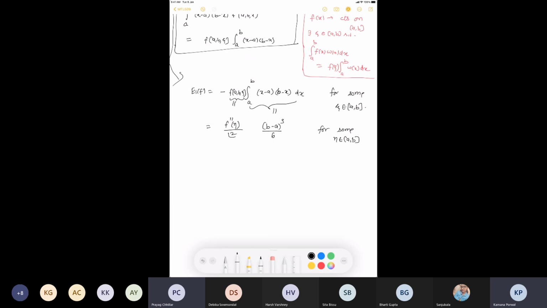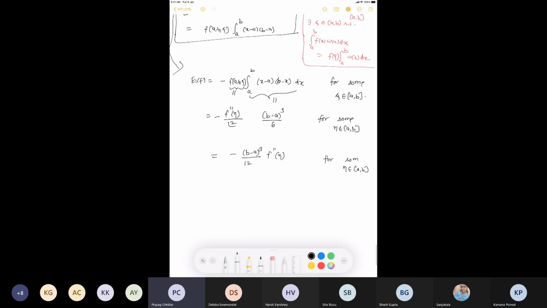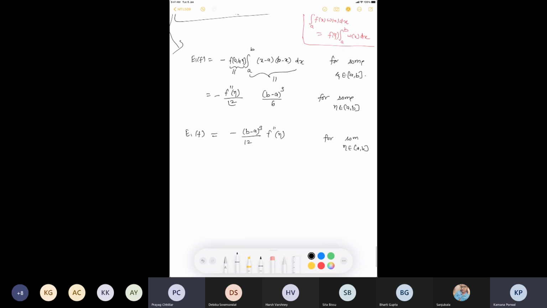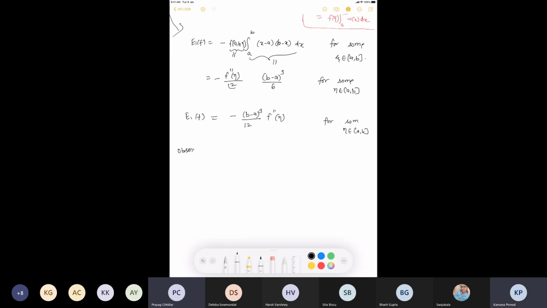Sorry, the minus sign is also there. So what is the formula we have got? This is minus (b minus a) cubed divided by 12 times f double prime of eta, for some eta in (a, b). So this is the error in the trapezoidal rule. One direct observation you can make from this formula is: if f is a P1 polynomial, that is, a linear polynomial, then what happens to this error?